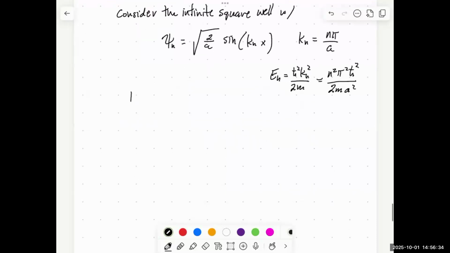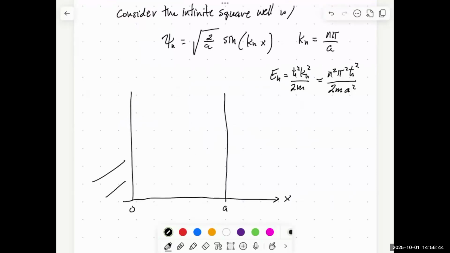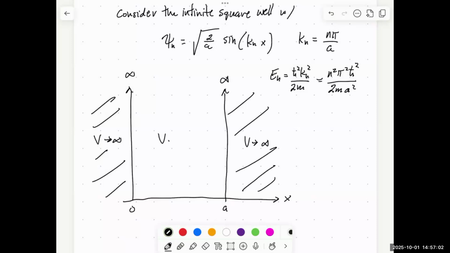Let's just draw the potential. I'll use the potential that Griffiths used, where he went from 0 to a, and here below x equals 0, the potential goes to infinity. So this goes to infinity as well. This goes to infinity. V goes to infinity. And in here, we get V0. So that was the geometry.